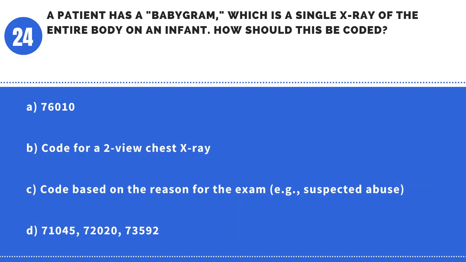Question 24. A patient has a babygram, which is a single X-ray of the entire body on an infant. How should this be coded? A. 76010. B. Code for a 2-view chest X-ray. C. Code based on the reason for the exam, e.g., suspected abuse. D. 71045, 72020, 73592.